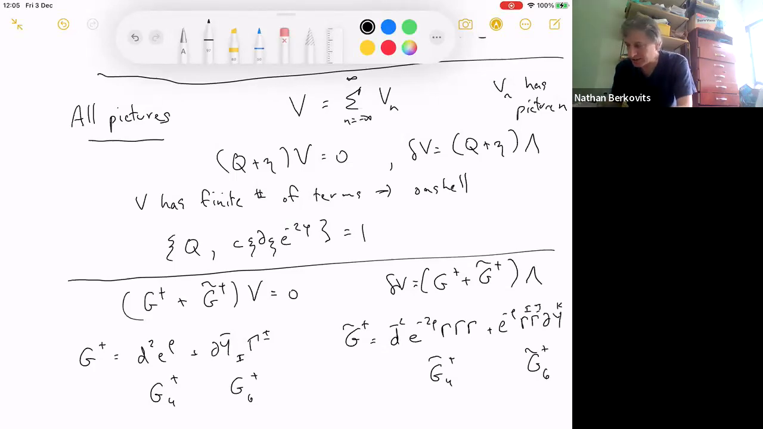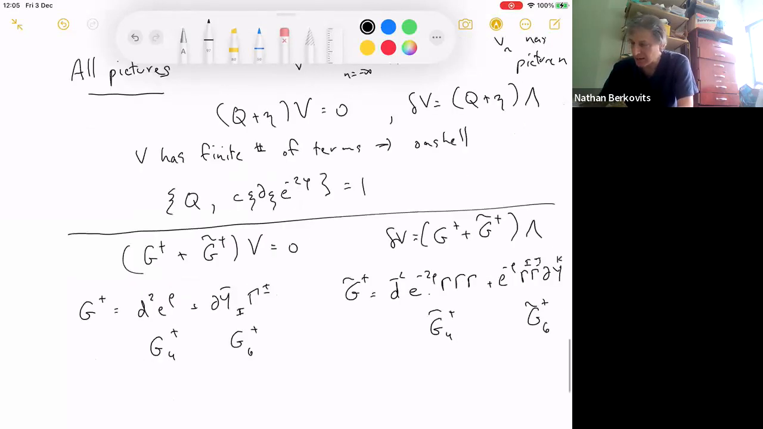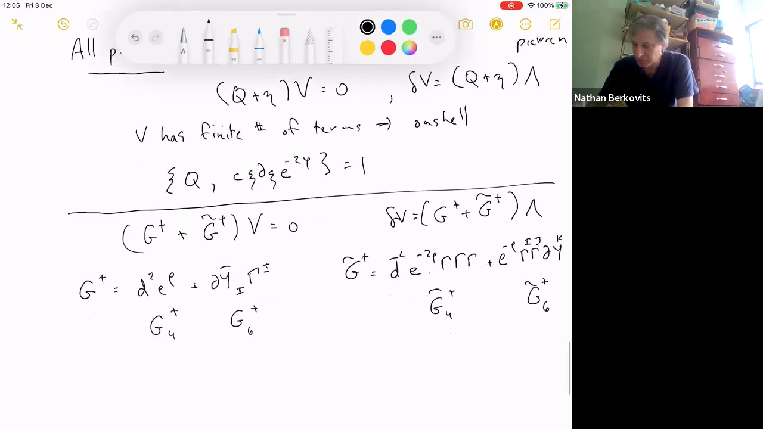So you can see that they all carry different rho charge. This carries rho charge +1, rho charge 0, rho charge -2, rho charge -1. That's going to turn out to be relative. And now instead of expanding V in picture, I'm going to expand phi in rho charge.